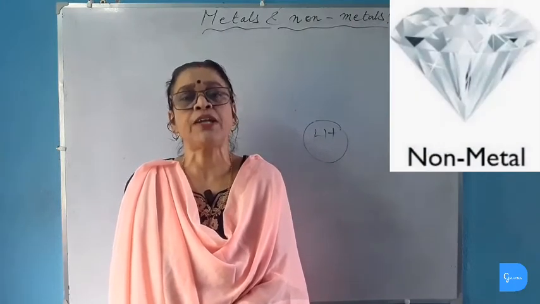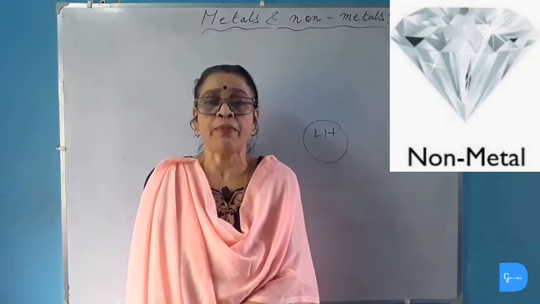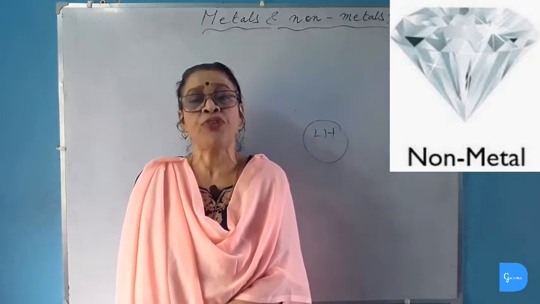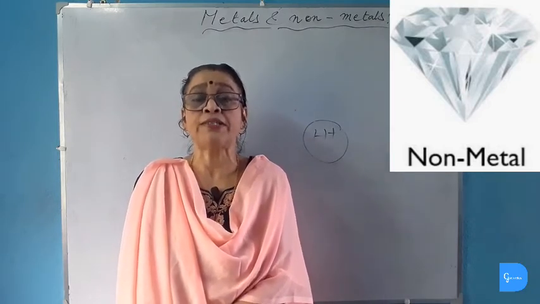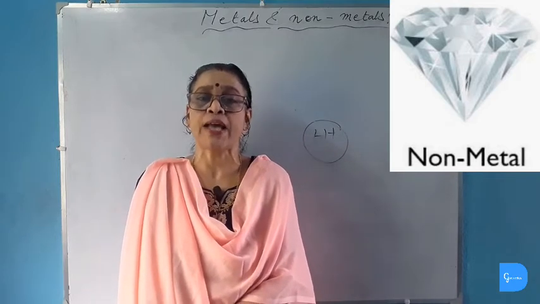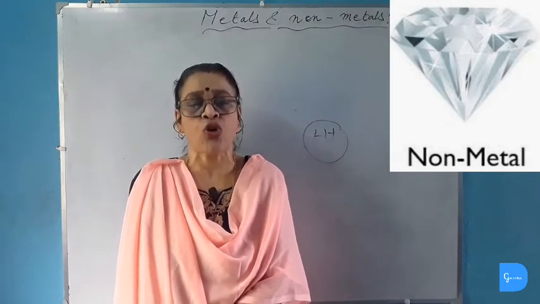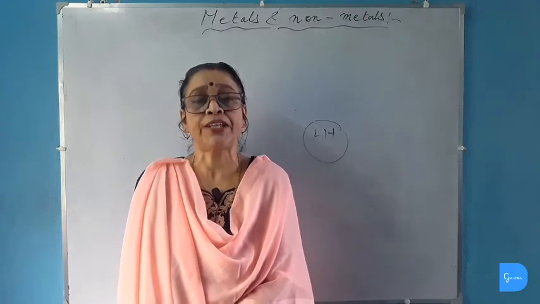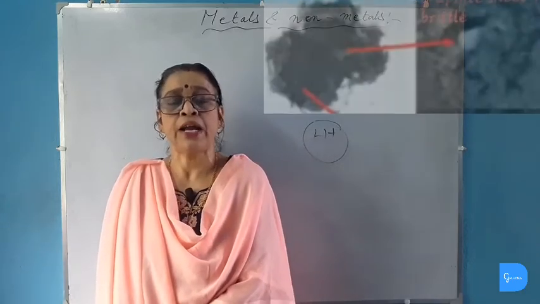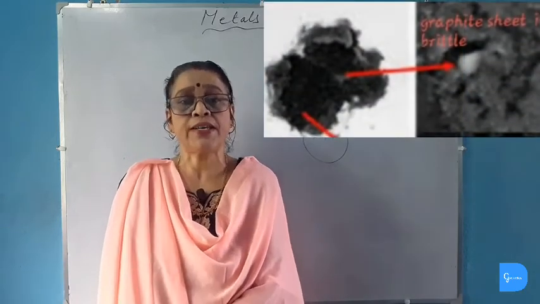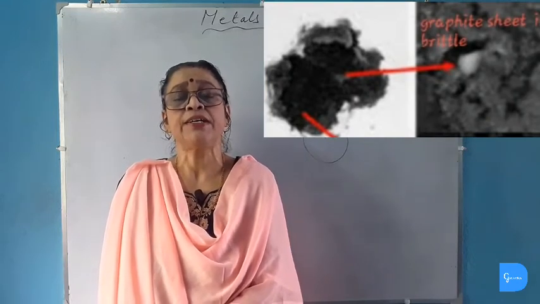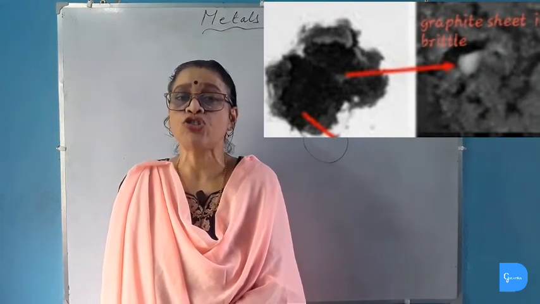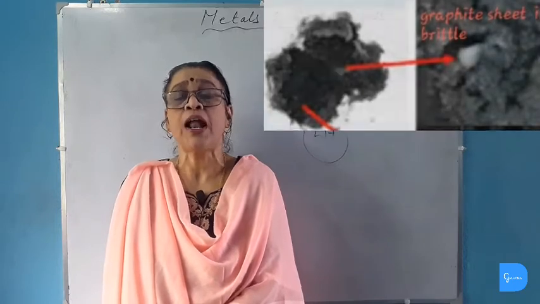But there is an exception in case of diamond. Diamond is an allotropic form of carbon, which is a non-metal, and diamond is the hardest substance known to us at present. And non-metals are not strong because if we take a thin sheet of graphite and put a heavy load on it, then this graphite sheet gets snapped. That is, the graphite sheet breaks, because non-metals are not capable of holding large weights.